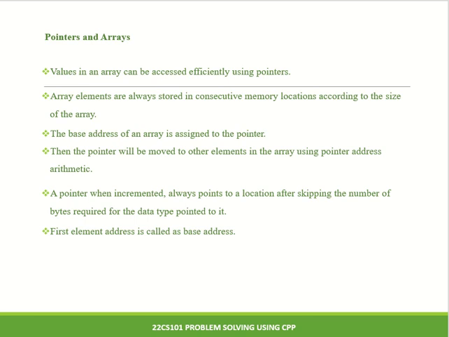The values in an array can be accessed efficiently using pointers. You know that an array means consecutive memory locations. Initially the base address is assigned to the pointer, so we can easily move to the next by adding the offset value. If it is an integer of 2 bytes, if I add 2 to the base value, then I can move to the next location. If it is a float, then 4 bytes, if I add that to the base value, then I can move to the next. In such a way, I can easily access the array values.